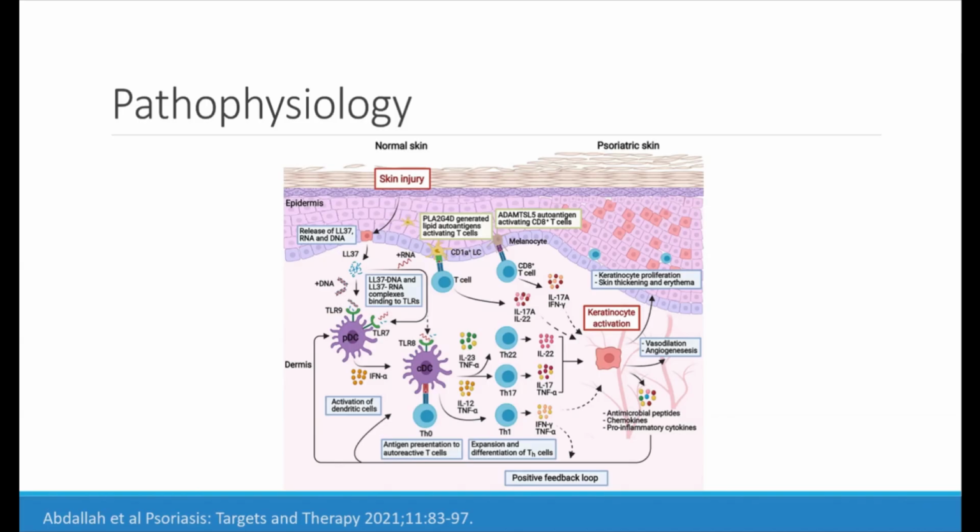Besides that, at the top, you can see there's also the role of PLA2G4D generated lipid autoantigens activating your T cells, as well as ADAMTSL5 autoantigen activating your CD8 T cells, and this also contributes to your interleukin-17A, interleukin-22, and interferon gamma release, which also contributes to your keratinocyte activation.